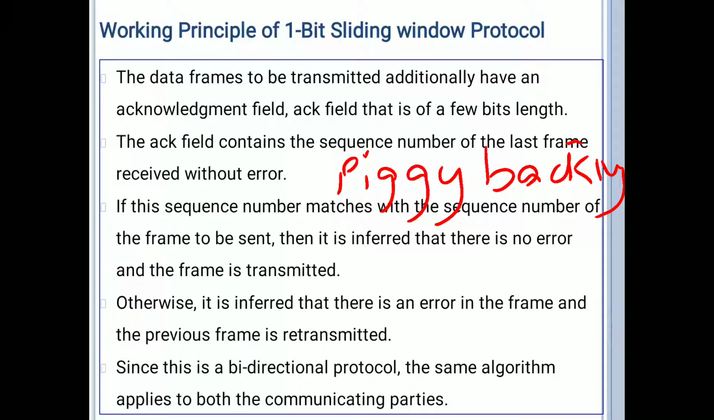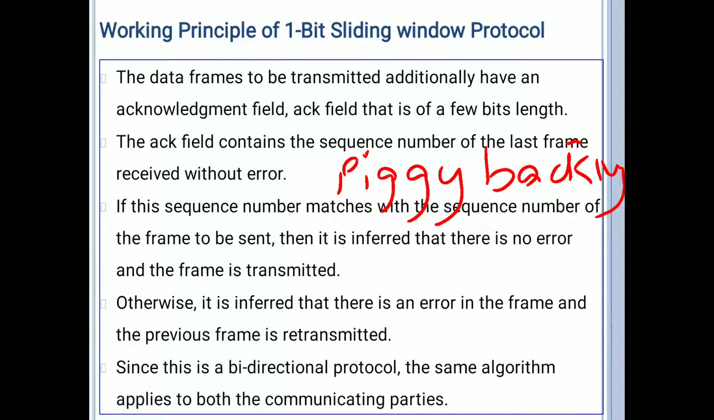Now the data is sent at the sender side. So if the receiver receives the data and the sequence number of the data matches the sequence number of the frame, so both are the same, then the receiver will decide that there is no error in the frame. So there is no error in the frame and it will accept the data.